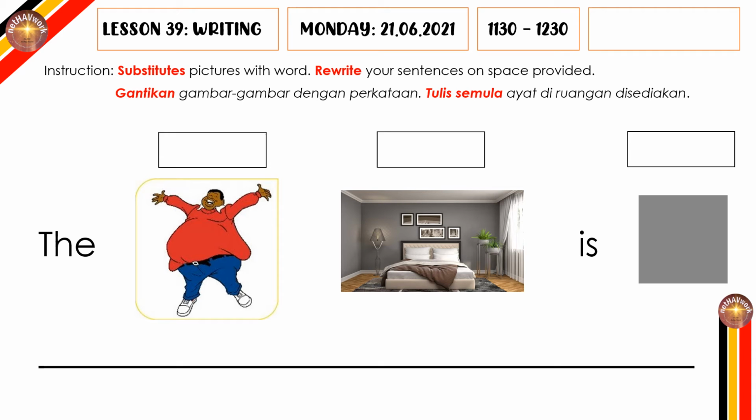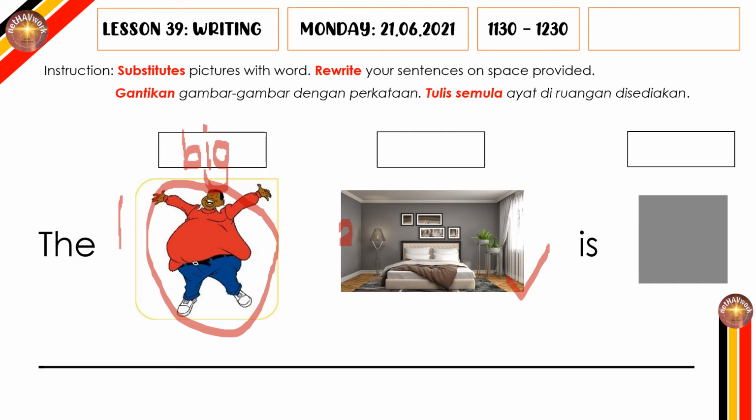Alright, so this is example number 2. Look at picture number 1. Number 1 is this picture. Am I correct? So what adjective you want to give? Alright, I know you must think fat, but we want to give B-I-G. Yes, good. Big.